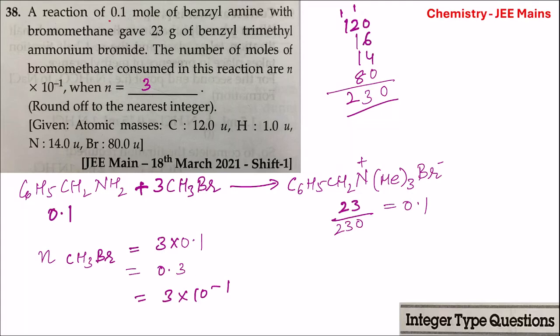Hello students. A reaction of 0.1 mole of benzylamine with bromomethane gave 23 gram of benzyl trimethyl ammonium bromide. The number of moles of bromomethane consumed in this reaction are n into 10 to the power minus 1. We have to find the value of n. Now this is the balanced equation for the reaction. Moles of benzylamine is 0.1 mole and the weight of benzyl trimethyl ammonium bromide is 23 gram.